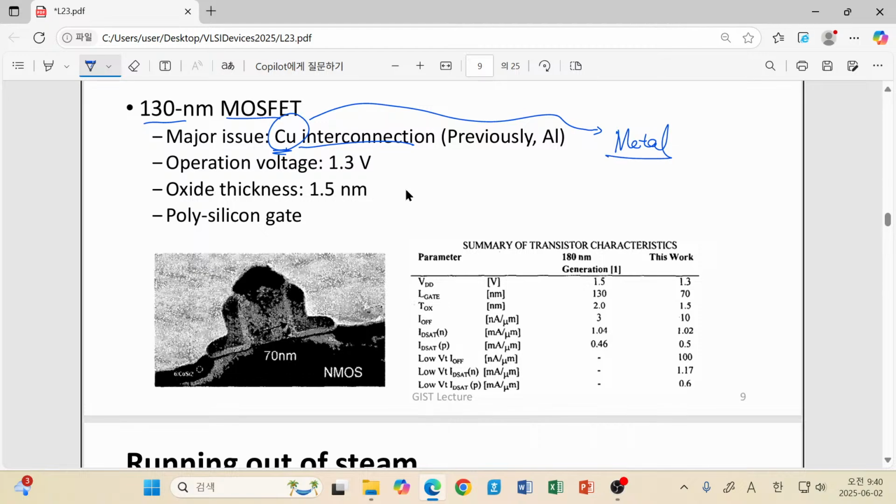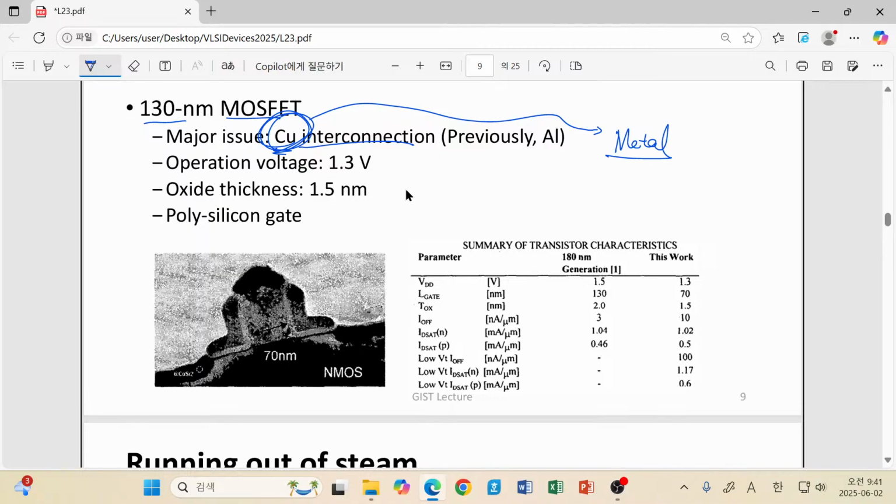Although copper is almost a perfect metal, people could not use copper in chip manufacturing, because copper penetrates so easily into chips, and when copper is found in silicon, it acts as a strong defect. Once copper is found in silicon, then the chip is gone. So that was the problem.